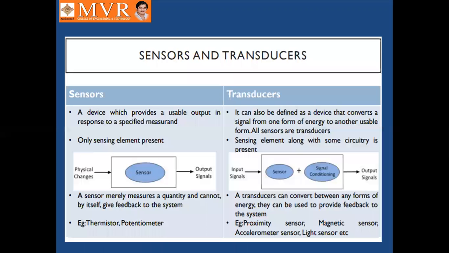Before going into that, let me revise all the concepts we discussed in earlier classes. What is the difference between sensors and transducers? In the case of sensors, there is no separate circuit. By definition, a sensor is a device which measures a physical quantity, senses the change in the physical quantity, and produces signals, and these signals are sent to the signal conditioner.